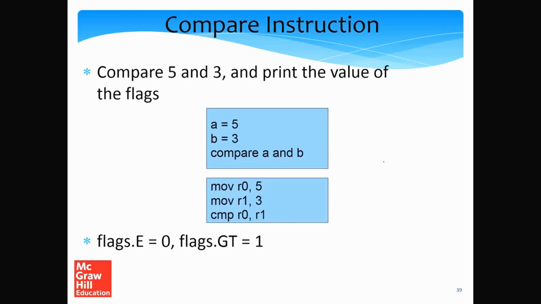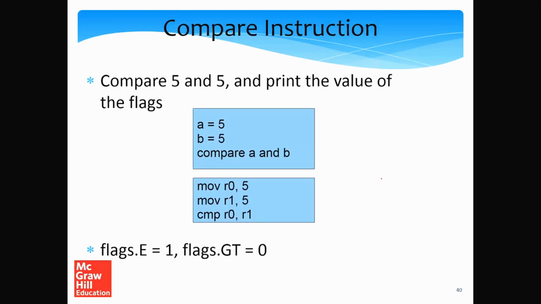Now let's compare 5 and 3. In this case they get reversed. So we can clearly see that 5 is greater than 3. So in this case the flag for equality is 0, but the flag for greater than, flags.gt, is equal to 1. This essentially means that the comparison yielded a result, and the result was that the first operand is greater than the second operand. So that's the reason the gt flag, flags.gt, is equal to 1.